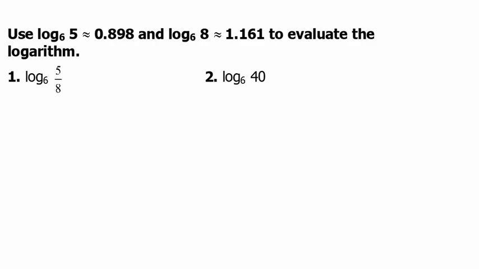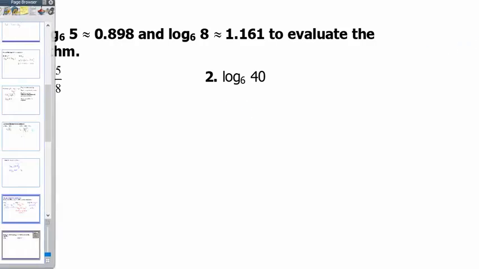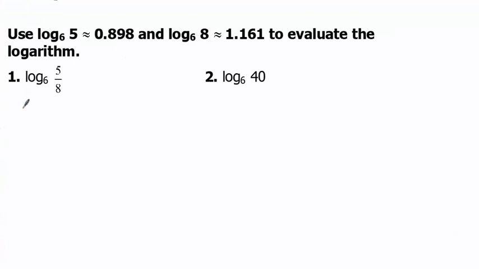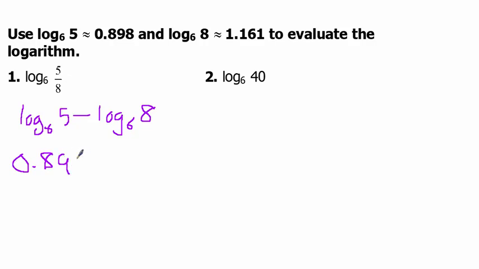In my next example, I have them based on log base 6 of 5 and log base 6 of 8. So in my first one, I see log base 6 of 5 minus log base 6 of 8. And that ends up being 0.898 minus 1.161.